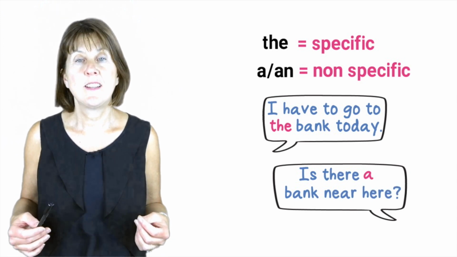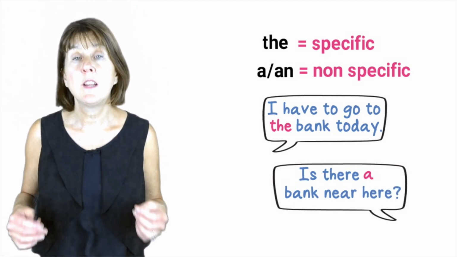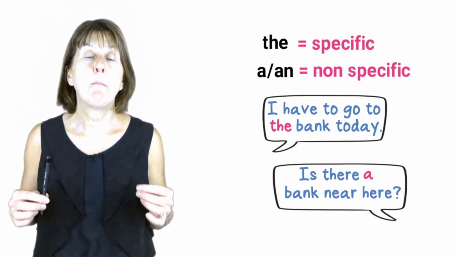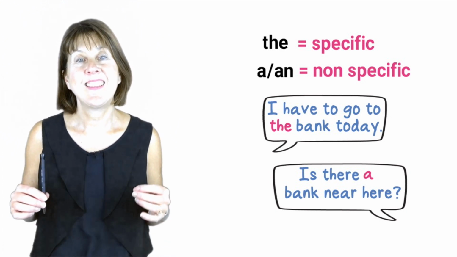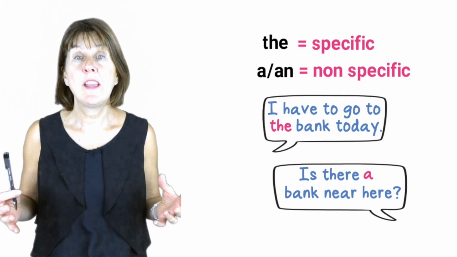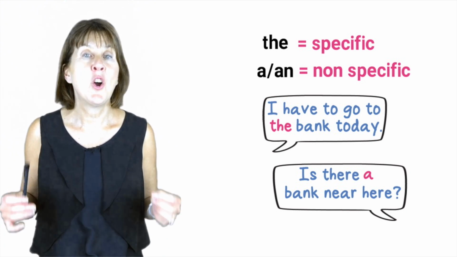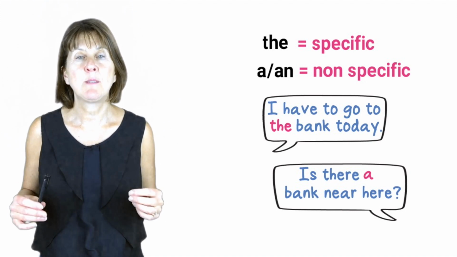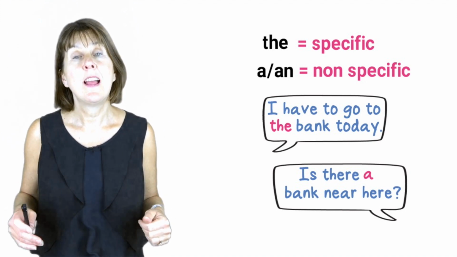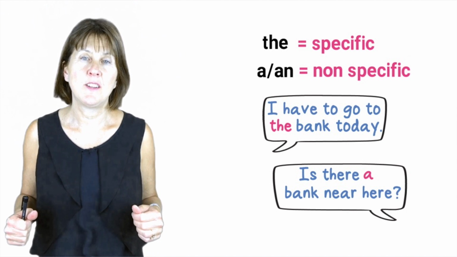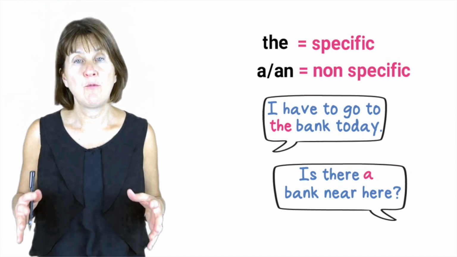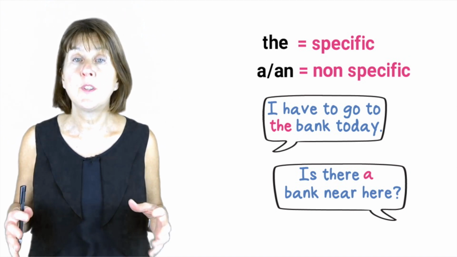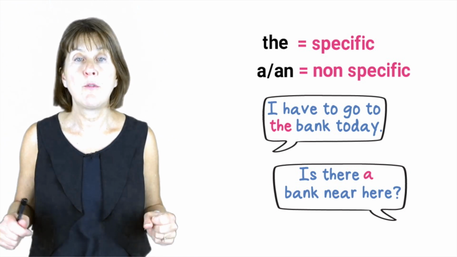In the first sentence, we are referring to a specific bank. And in the second sentence, we are looking for any bank, not a specific one. This is the main difference between the definite article and the indefinite article. There are other rules for their use which are important to know too, and I'll go through them now.